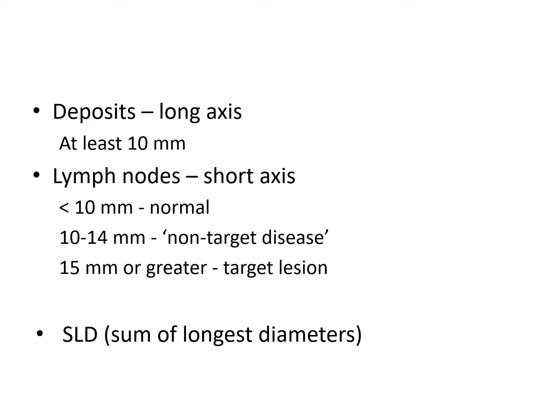Any deposits in the lung or liver, for example, you measure in the long axis, and they should have a minimum size before you measure them. Lymph nodes should be measured in the short axis, which we know is more accurate, and again they should have a minimum size before you start measuring. And then you simply add these numbers up, the sum of longest diameters, although for nodes that is the short axis.